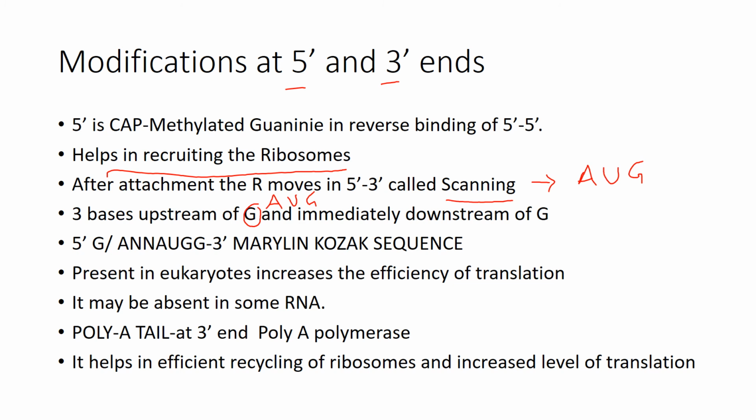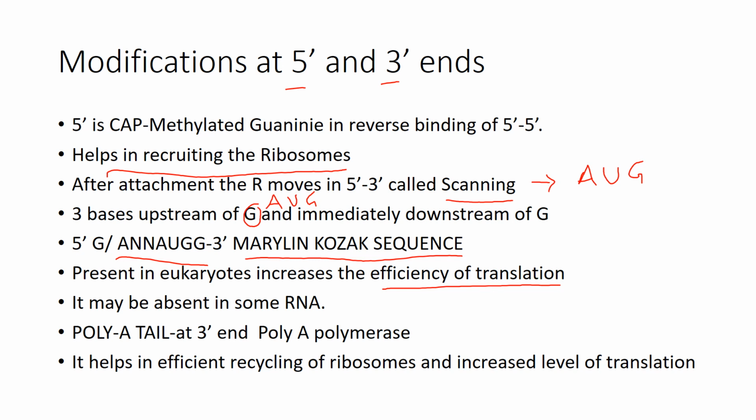Just 3 bases upstream of the start codon and just before the downstream of guanine. Upstream means before, a sequence before that, and downstream means a sequence after that, towards the right side, right? So in between the start codon and the G, there are base sequences which were first analyzed by Marilyn Kozak, and therefore those sequences are called Kozak sequences. Kozak sequences are generally present in eukaryotes, but they are not a compulsory feature, and it is found that if they are present, they increase the efficiency of the translation, right? In some eukaryotic RNAs they may be absent also.